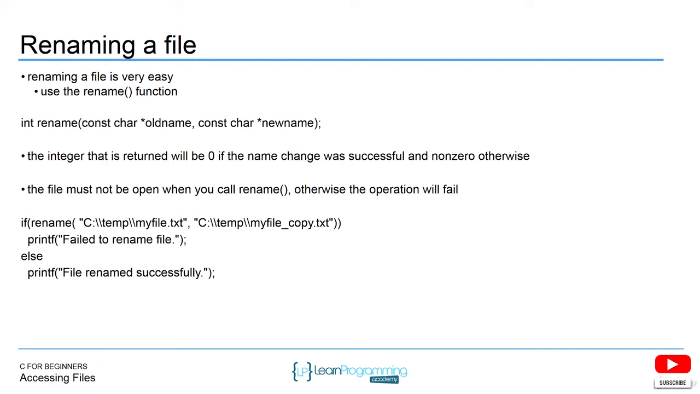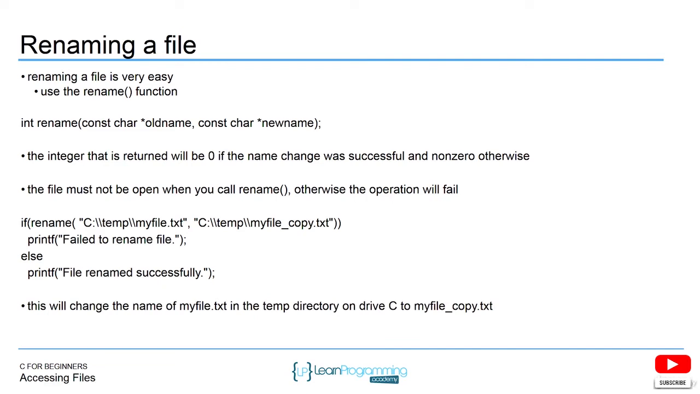And so here we're renaming myfile.txt located in the temp directory. We're renaming it to myfile_copy.txt in the temp directory. And if that is not equal to 0, it will fail. We just print out an output that says it failed. Otherwise, we print out successful. This is going to change the name of myfile.txt in the temp directory to myfile_copy. If the file path is incorrect or the file does not exist, it's not going to be able to rename.